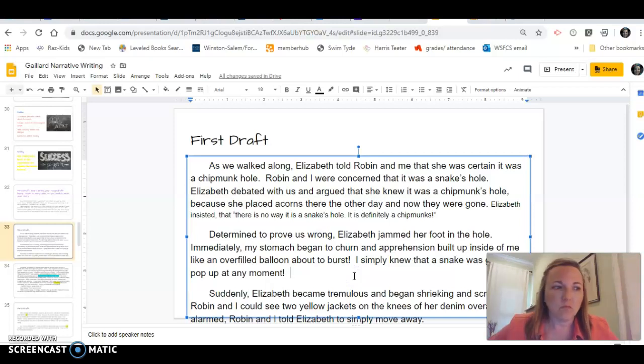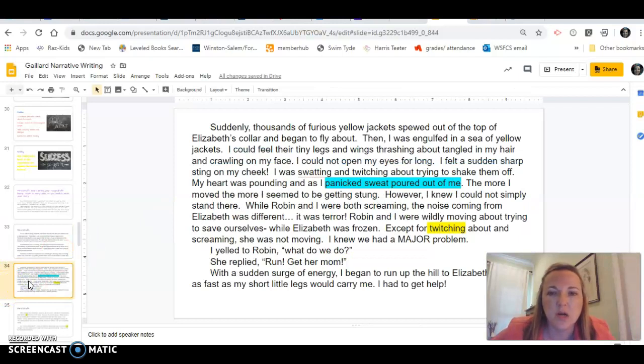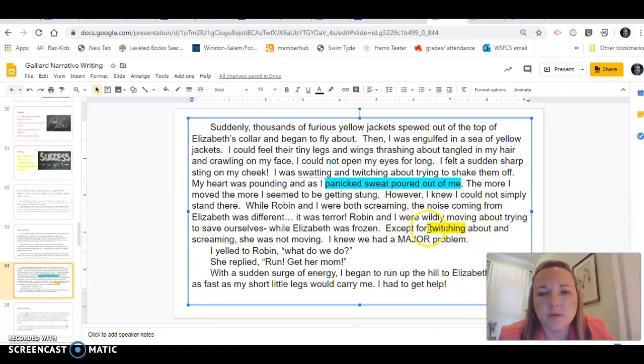Okay. So we are going to move on to slide 34 and have two different places here that I've marked. So we'll do the easy one first. One thing that was a little bit unclear when I was talking about the story with my sons was this part down here where I talk about twitching. It says, "However, I knew I could not simply stand there. While Robin and I both were screaming, the noise coming from Elizabeth was different. It was terror. Robin and I were wildly trying to save ourselves while Elizabeth was frozen, except for twitching."